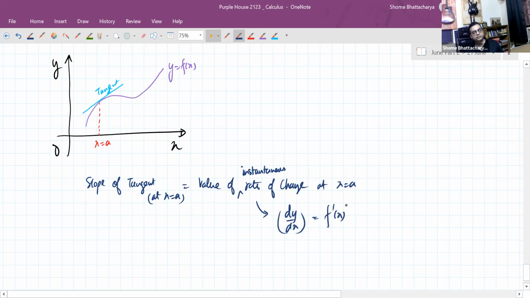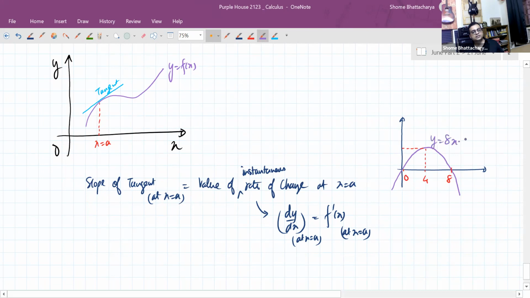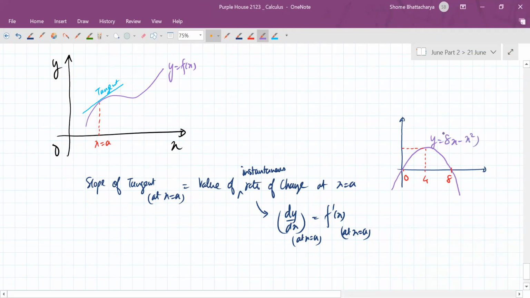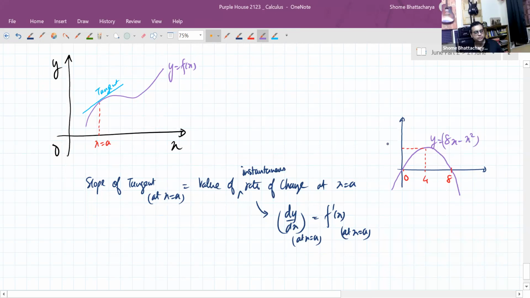Okay, but at which point now? The value at the point x equal to a. So in this particular case, the graph of the function, we noticed from all the values, was looking like this. It was rising then dropping. We had in fact noticed that it was rising up to 4, and then after 4 it started dropping. So this was the function that we had: y is equal to 8x minus x square.